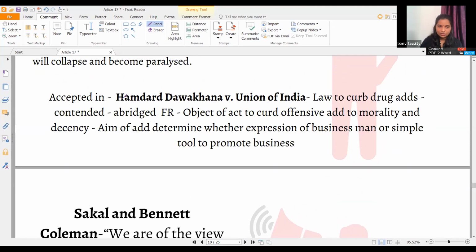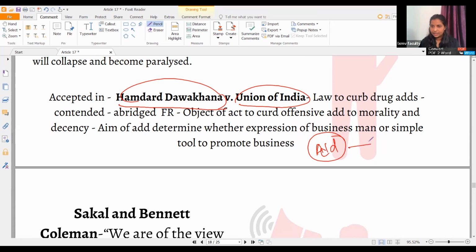Here we have another case law, Hamdard Dawakhana v. Union of India. Same proposition accepted, but here a test was devised. They said that not all ads are protected under freedom of speech and expression. There will be two types of ads. One ad is disseminating information. One ad is solely for trade purposes. If an ad is solely for trade purposes, that will not be protected under Article 19(1)(a). If it is disseminating information, it will be protected.